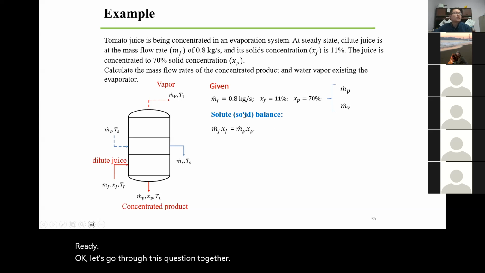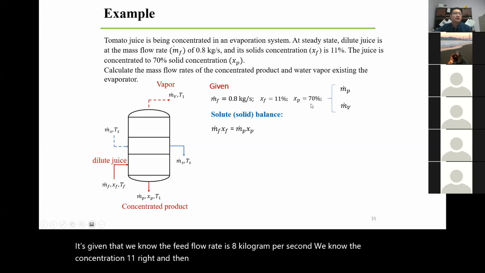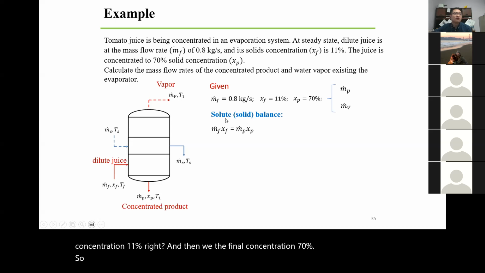So it's given that the feed flow rate is 0.8 kilogram per second. We know the concentration is 11%, and the final concentration is 70%. So we use the solute balance, right? How much solid we feed in equals how much solid comes out.